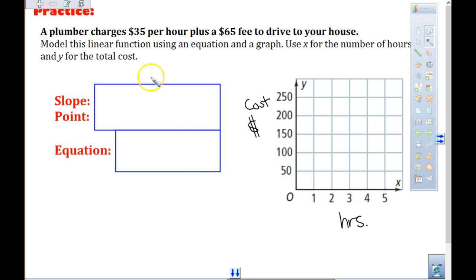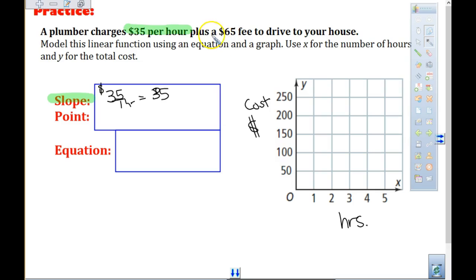So they are charging $35 an hour and a startup fee of $65. They are giving us the slope. The slope is almost always going to have the word per with it. So when you're looking at something like this and they say you're charging $35 per hour, that's like telling us $35 per 1 hour. That is our slope. Okay? A lot of times we just would write it as 35, right?